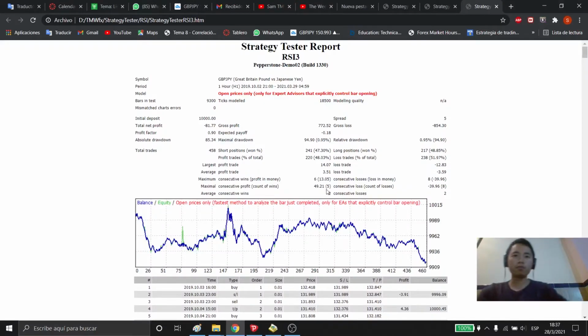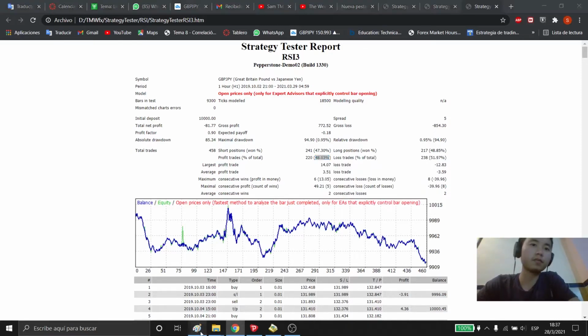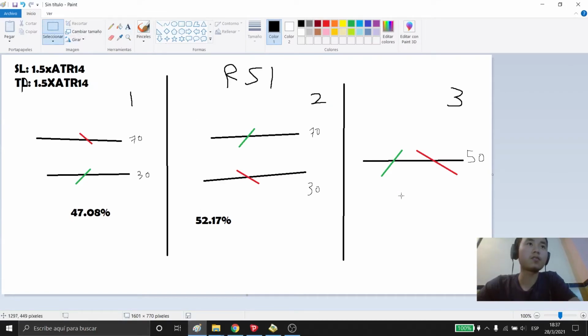And let's see the report of the third type. Not so good, but somehow better than the first type. So basically we have the result that the second type of use is better.